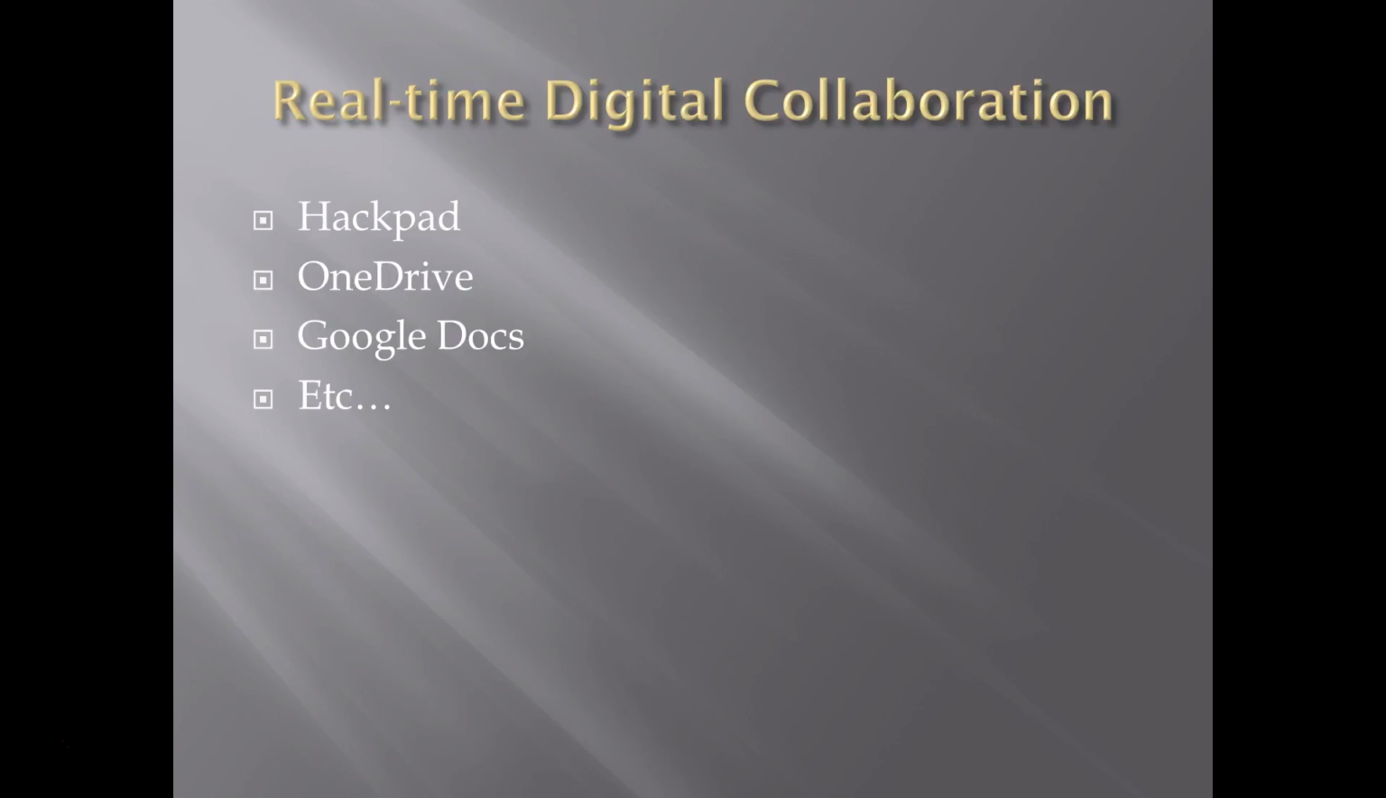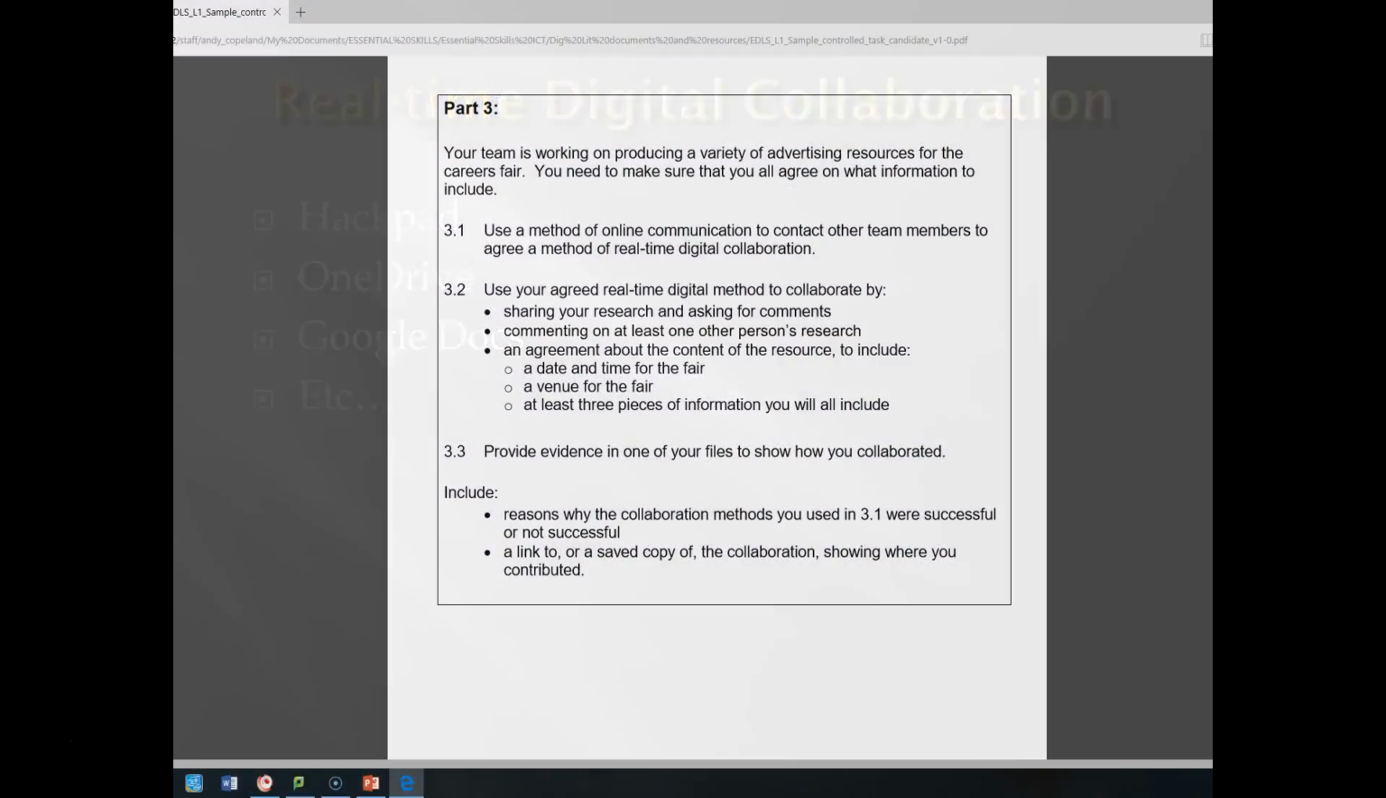Okay, so having decided on your real-time digital collaboration method, which is 3.1, you will then be ready to start 3.2, and that is to use that real-time digital collaboration method that you have chosen to collaborate with your team and carry out the following tasks. You'll need to share the research and ask for comments. That's the research you did in part 2 on your own. Commenting on at least one other person's research, and as a team you'll have to come to an agreement about the content of the resource.